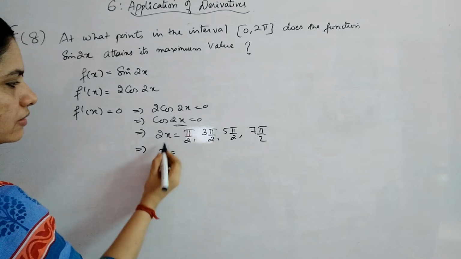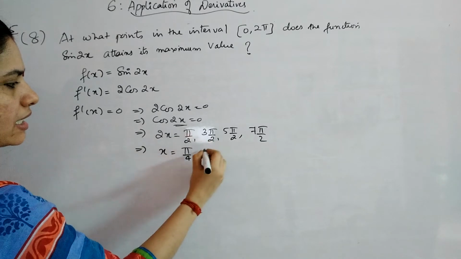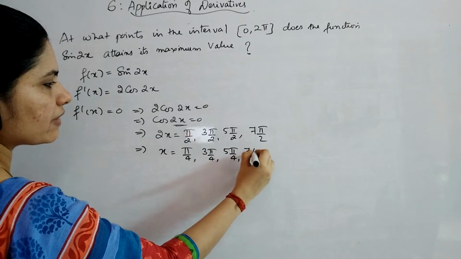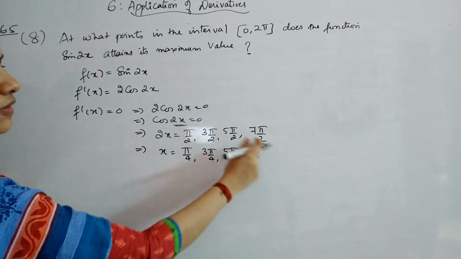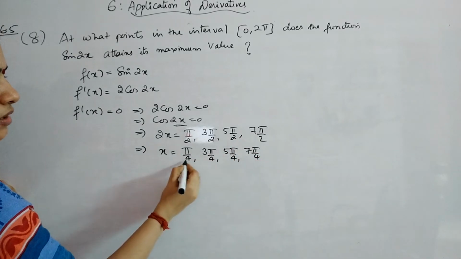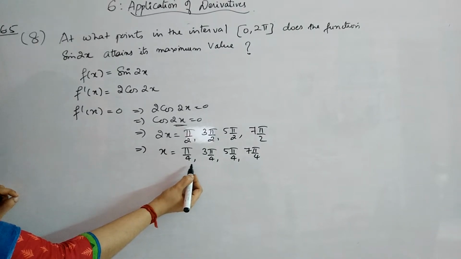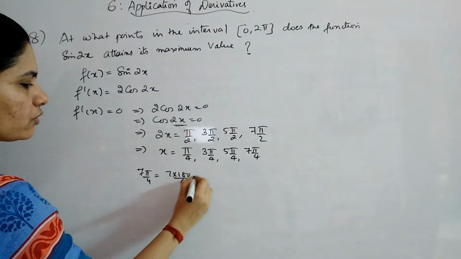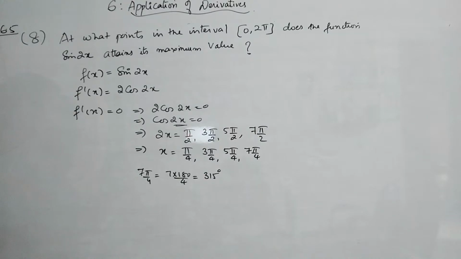Okay, so if 2x is pi by 2, what is x equal to? Pi by 4. Again 3 pi by 2 means x will give you 3 pi by 4, 5 pi by 4, 7 pi by 4. The main thing is, we know that it is in between 0 to 2 pi. We will just find out what this is. Pi by 4 is which value? It is greater than 0, 45 degrees. So we will find out what is 7 pi by 4. 7 pi by 4 will give you 7 into 180 by 4, and this is 315. You just check, you will get 315.